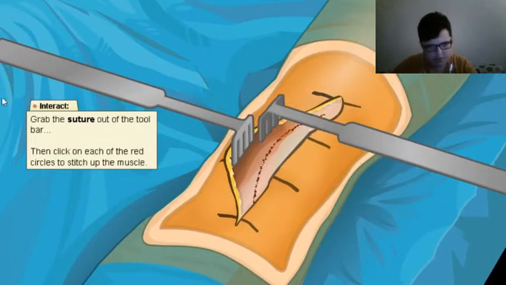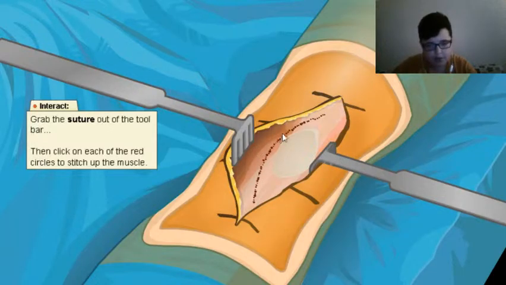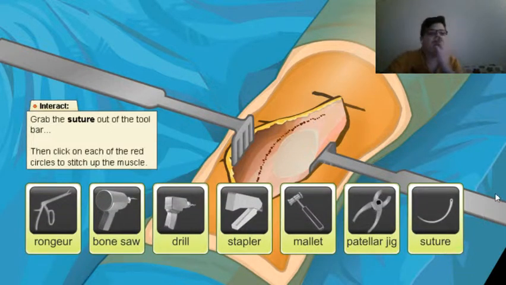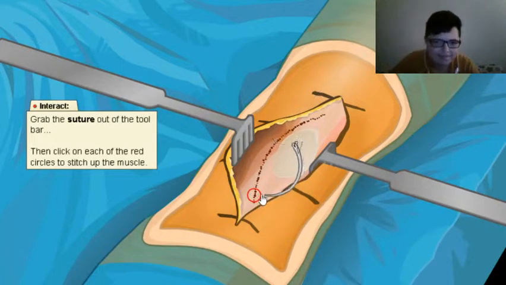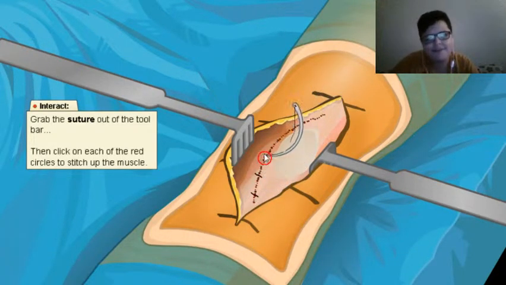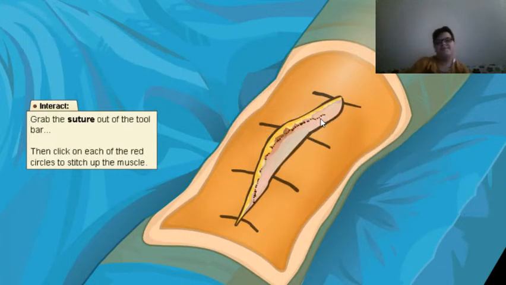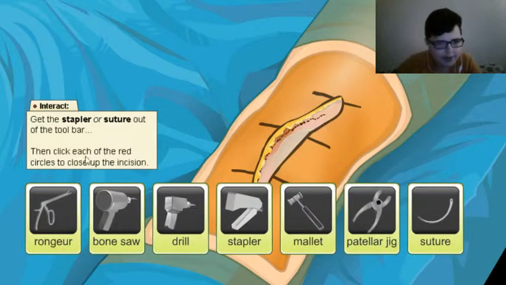Our patient's new knee is looking good. Let's close up the incision. First, suture the deep tissue and fat layers back together. For closing the surface incision, you have a choice between the stapler and the suture.